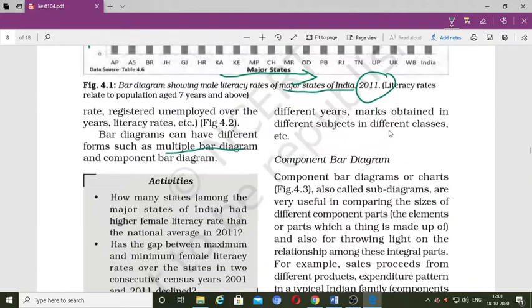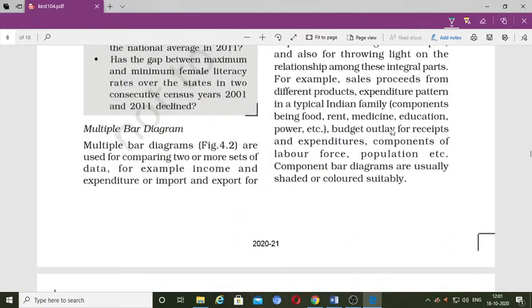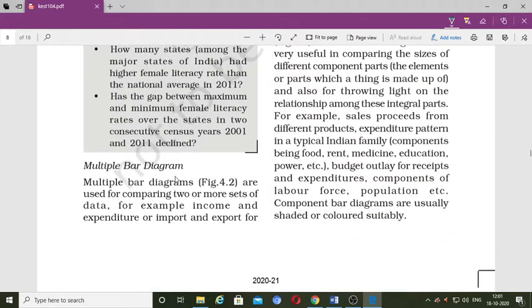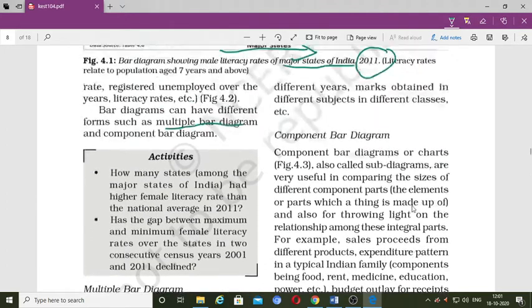We construct a multiple bar diagram when we have different types of data together. For example, income and expenditure, or import and export. We want to show these two characteristics together. Export, import, income, expenditure are two different characteristics. If we want to show these two characteristics together, we have to draw a multiple bar diagram.